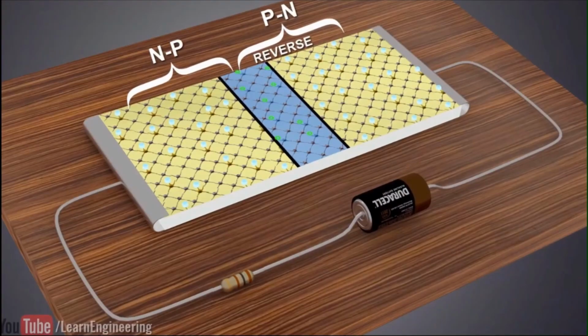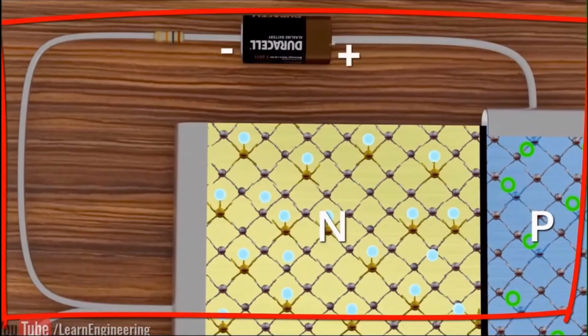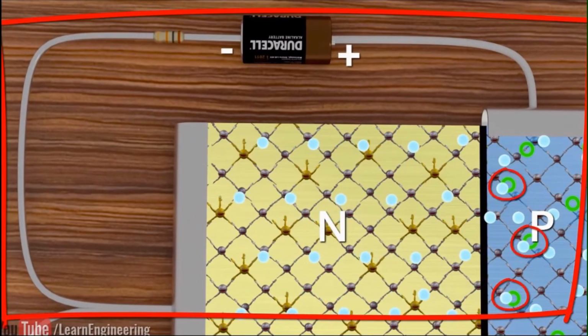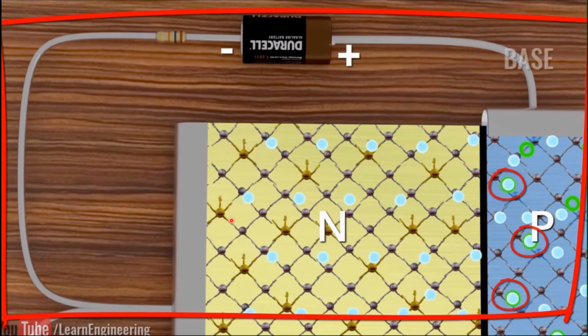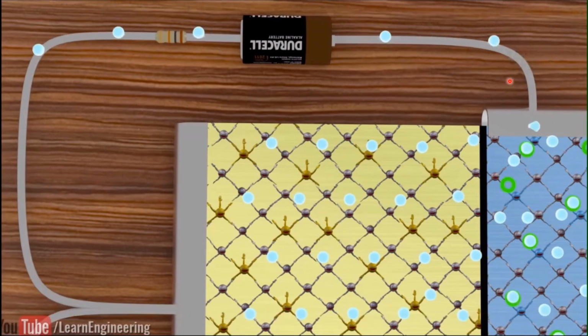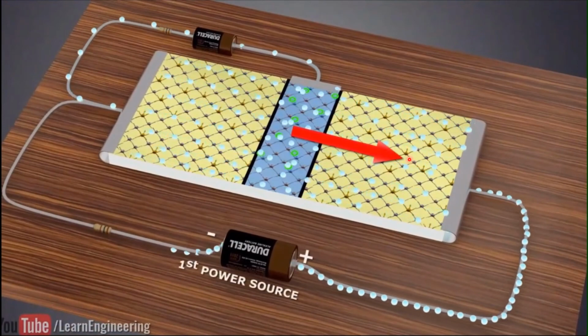Okay, let's see the diagram here. They show the NP and PN. Now you can see the base circuit. In the base circuit, the electrons start to fill in the holes. The extra electrons go to the base. Another extra electron, where does it go? They go to the collector.